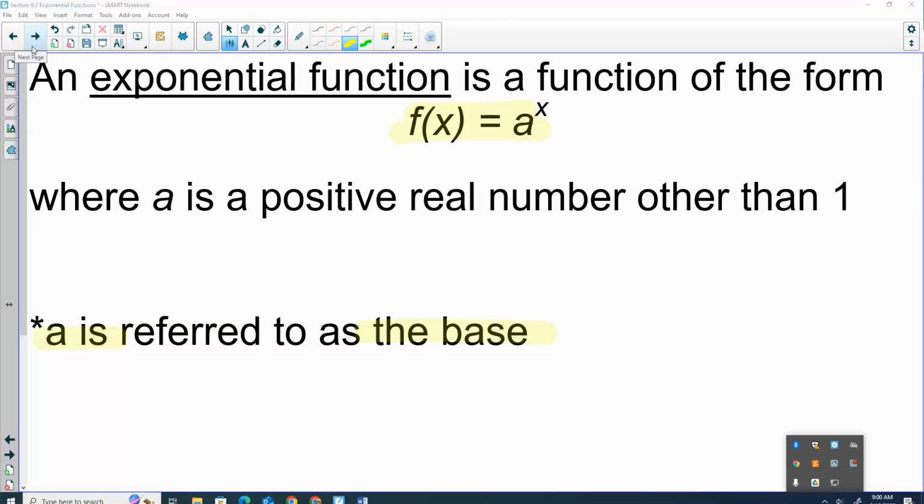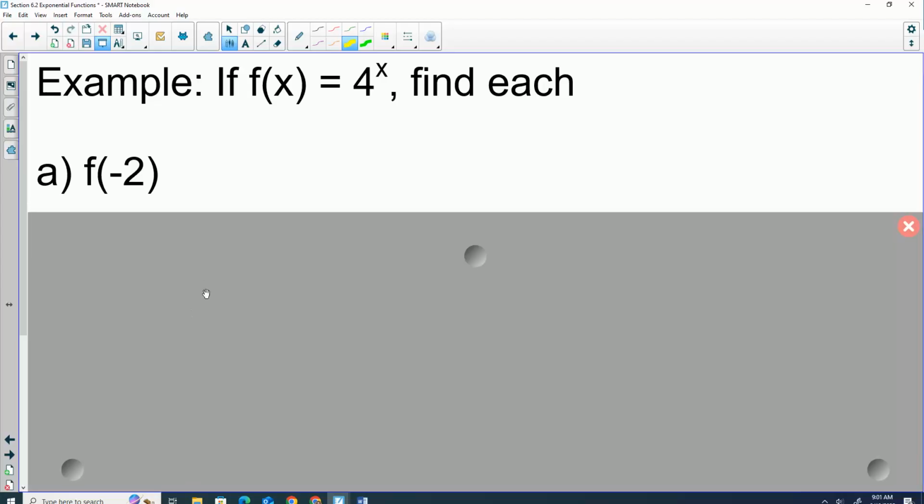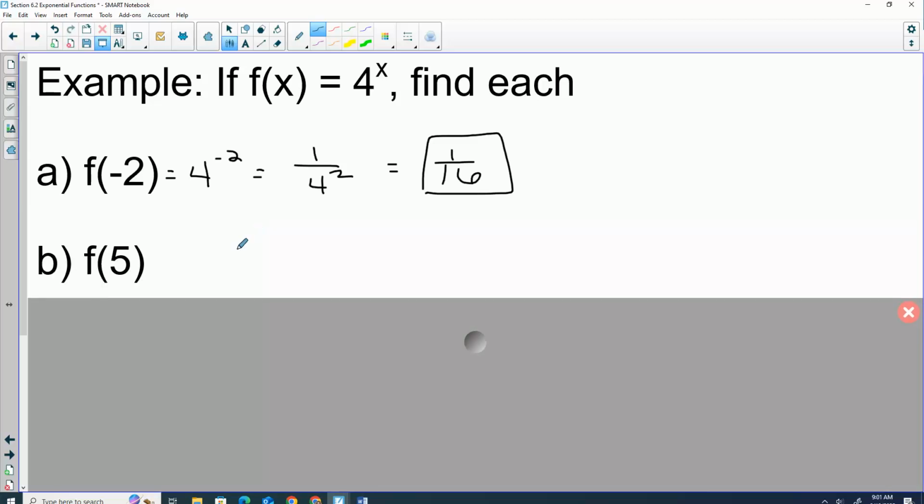So if I said our function is 4 to the x, if I ask you to find f of -2, that just means in your function you're replacing your exponent with -2. What does a negative power mean? It flips, and it becomes a +2, and what is 4 squared? Right. If I ask for f of 5, that just means 4 to the 5th power. Use a calculator if you need to. What does that turn out to be?